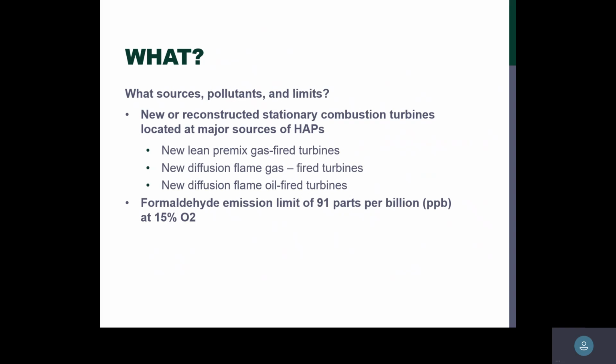So again, what sources come in from the removal of this stay? You've got new lean premix gas-fired turbines, new diffusion flame gas turbines, and new diffusion flame oil-fired turbines. And the limit that we've got to meet is 91 ppb, parts per billion, at 15% O2 for your formaldehyde emissions.